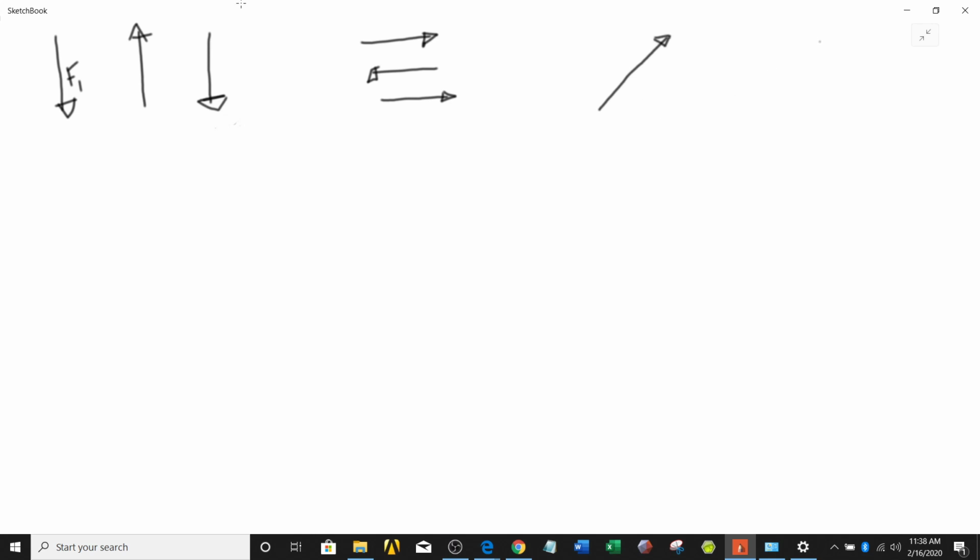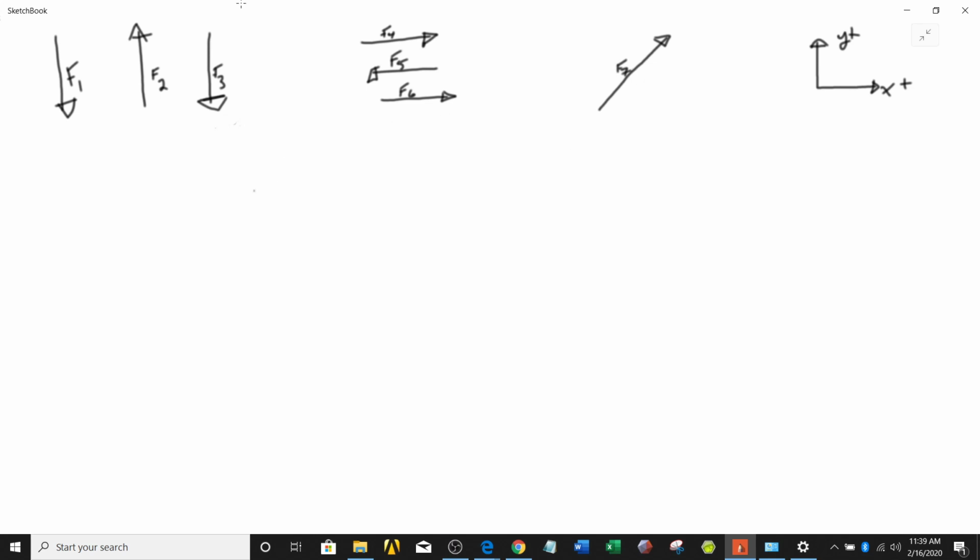So let's keep in mind that this right here is our x and y axis. Okay, and I'm assigning that if it goes in this direction, it's going to be positive. If it goes in this direction, it's going to be positive as well. So this one is going to be F2, F3. This one I'm going to have as force 4, force 5, force 6, and we could just have this guy be F7.